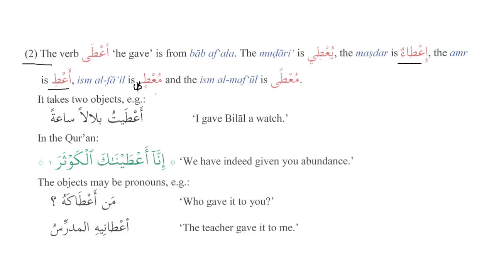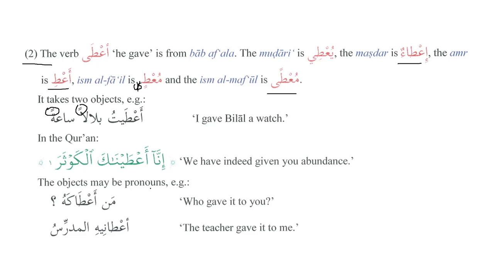But whenever it is used as mudaf, or whenever there is some other reason, when we have al before this, then this ya comes back. And the ism al-mafool is mu'tan. A'taytu bilalan sa'atan, as we know that it requires maf'ulain. So bilalan is maf'ul al-awwal and sa'atan is maf'ul al-thani. I gave Bilal a watch.